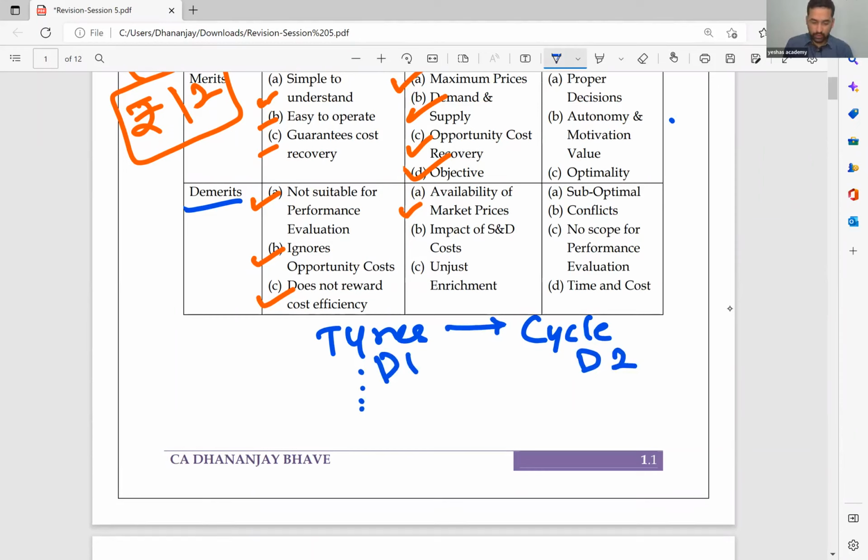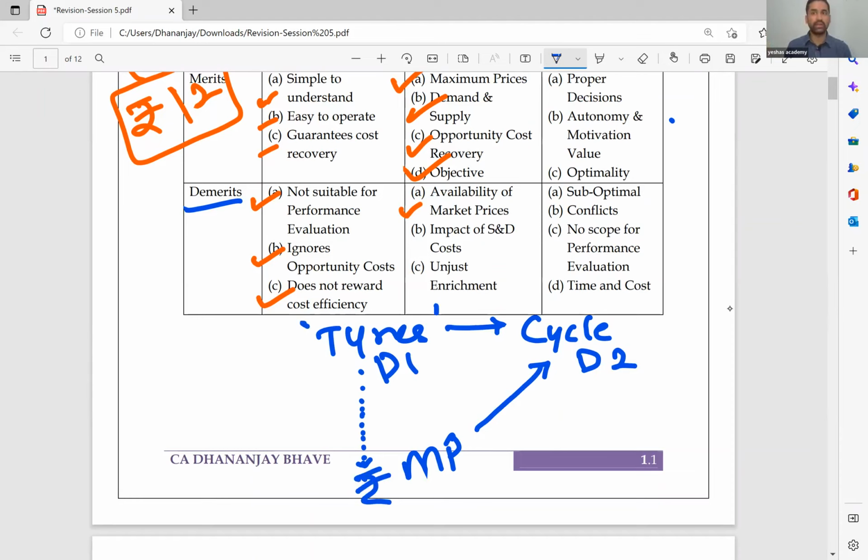Now tire can be sold outside also. There is a market price also. If the market price is available, then we can consider that even in method 2. What if market price is not available? Now you may ask, sir, how is it possible that you are not able to get market price? Tire is a marketable product. It is not some restricted product. We can get the market price.